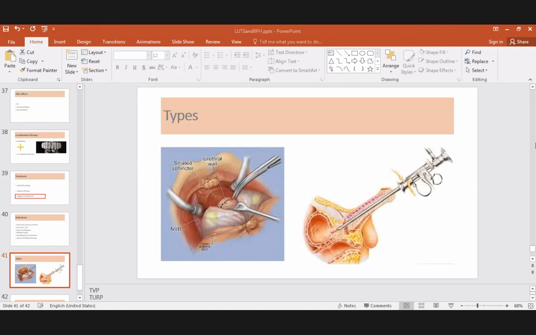And both of these have their indications. In glands which are symptomatic, but up to 80 to 100, we use TURP because it can be managed easily. But if the gland size is more than 100 and obviously the residual urine volume is too high, we have to go for the open approach, because at that big size, there are chances of perforation, there are chances of having more complications with TURP. So TURP is when we have a gland size of up to 80 or below 100, but more than 100, we usually prefer an open approach.